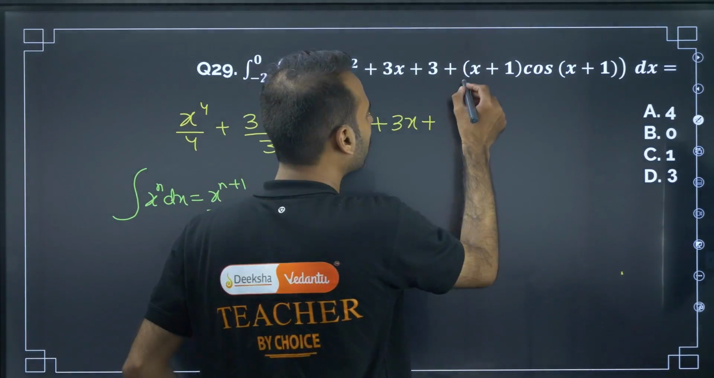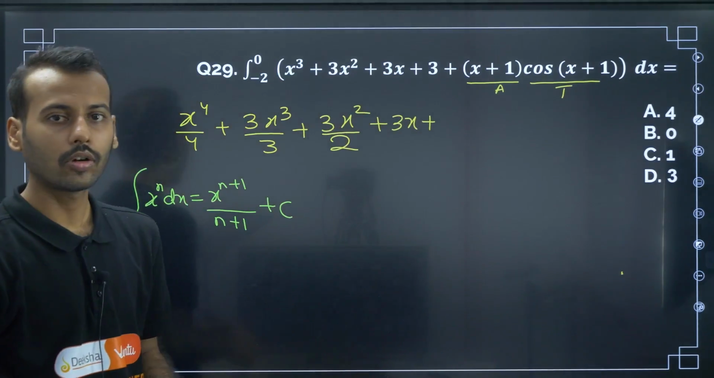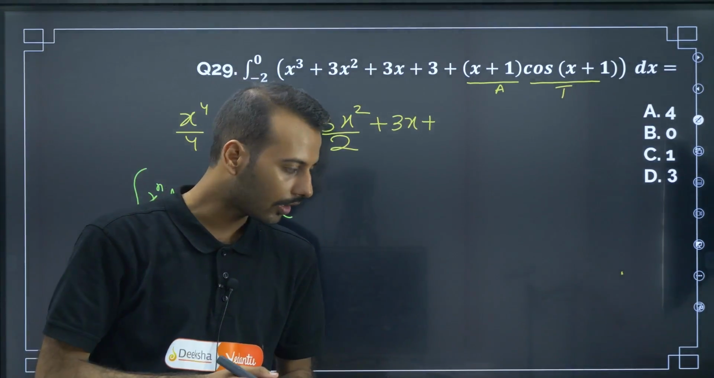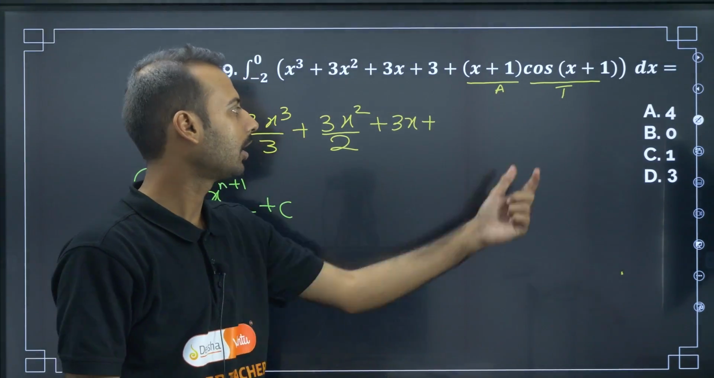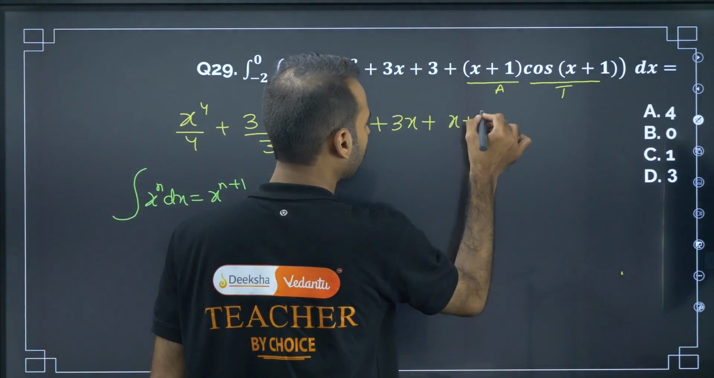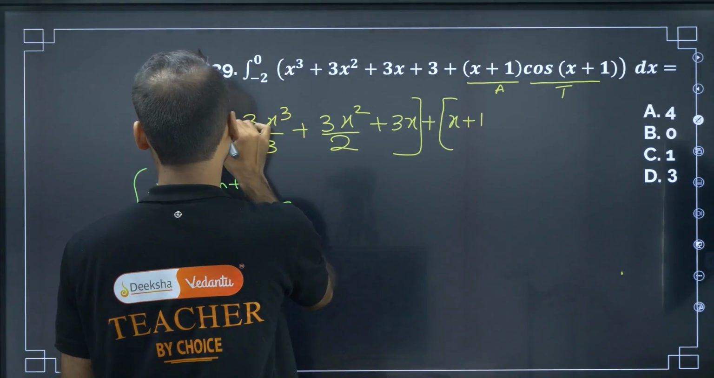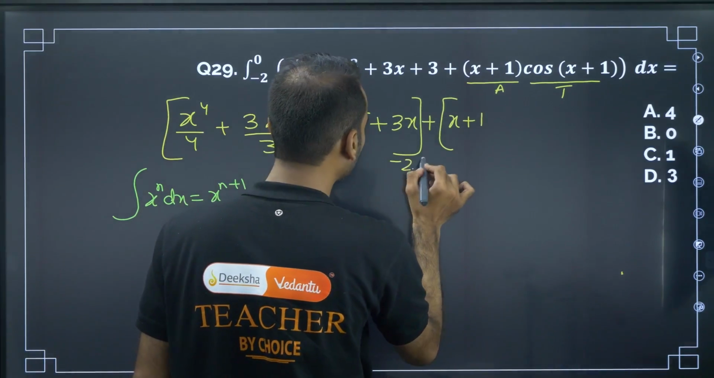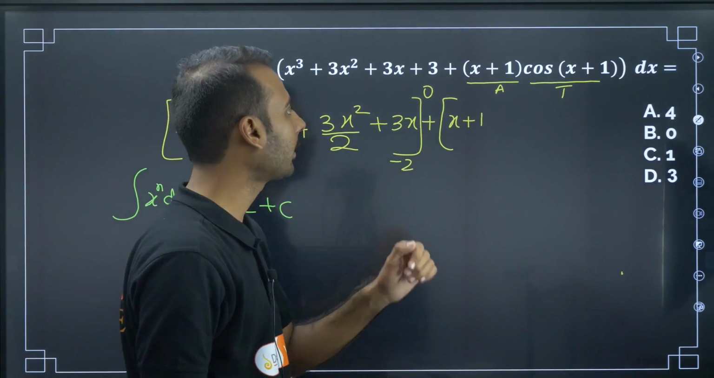Next, integration of this. Now here there are two functions. This is an algebraic function, this is trigonometric. If you go for isolate, this sequence series is fine. First function as it is, integration of this, let me close it off, minus 2 to 0. Integration of the next function. What is integration of cos?